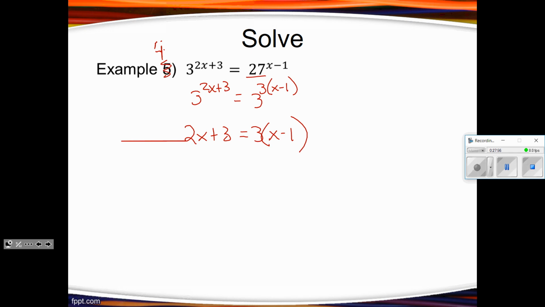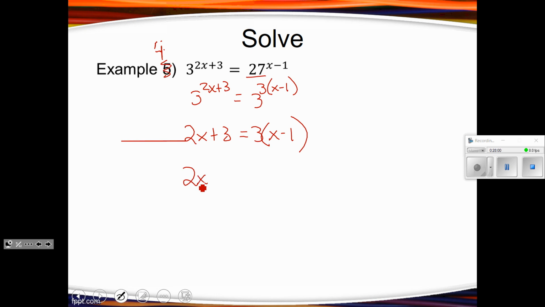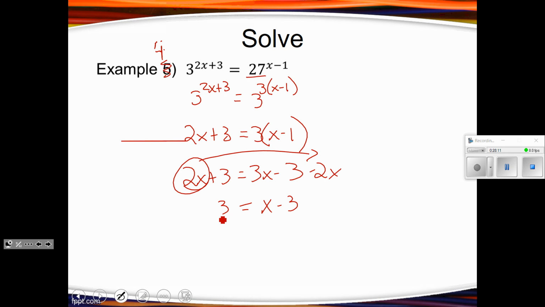All right, so 2x plus 3 equals 3x minus 3. I'm going to move my 2x over here and subtract 2x. So x minus 3 is equal to 3. And when I move this over here and add 3, x is equal to 6. Any questions about that? And you can plug back in and check it and see if it does work. Very good.